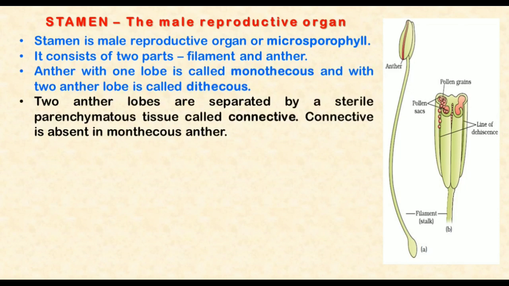Now the 2 anther lobes are connected together with the help of some sterile parenchymatous tissue known as connective. These are present here. So these 2 lobes are connected together with the help of connective.